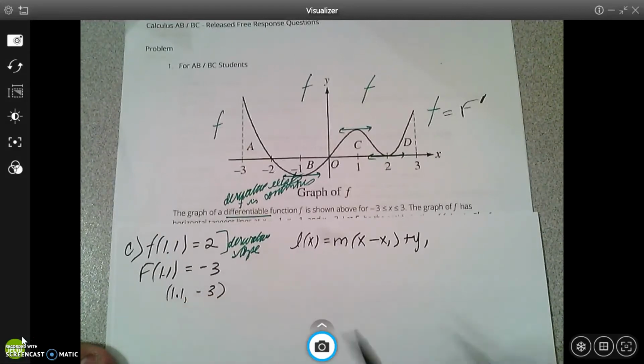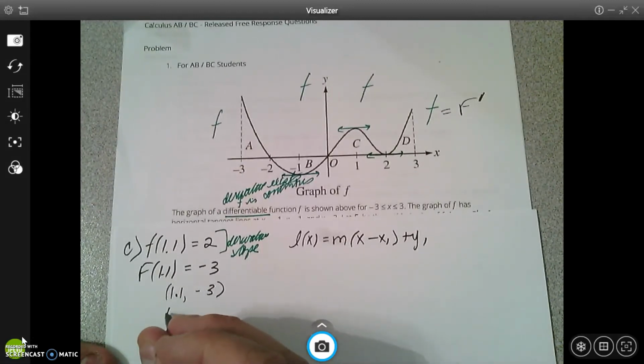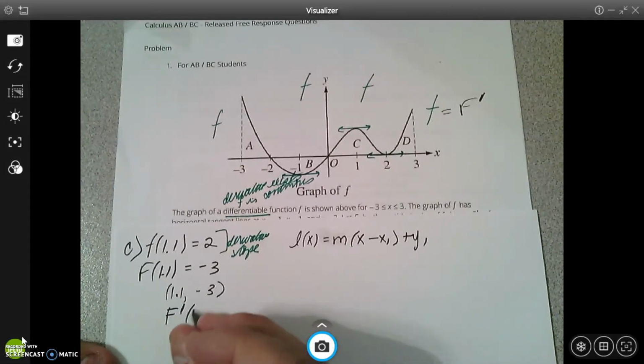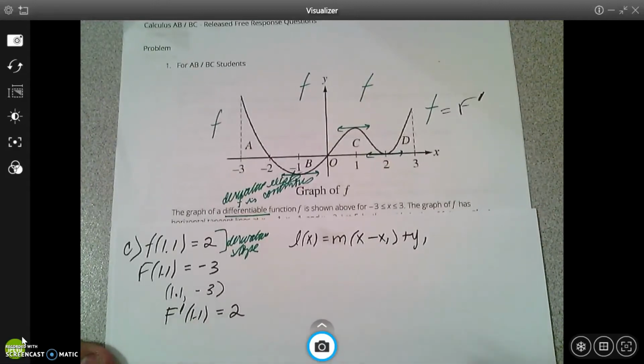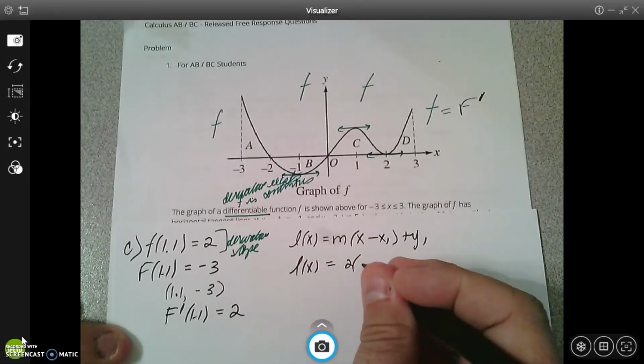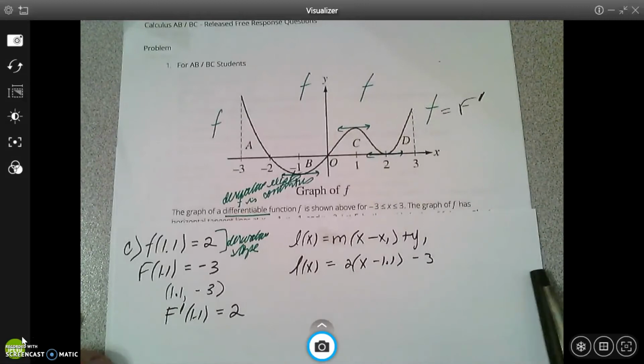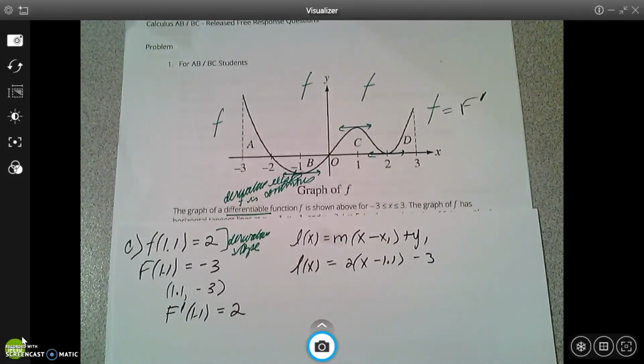So the graph I'm interested in passes through the point 1.1 comma -3, and the slope, big F prime of 1.1, is equal to 2. The equation of the tangent line, L of x, is going to be equal to 2 times x minus 1.1 minus 3. Now let's keep going.